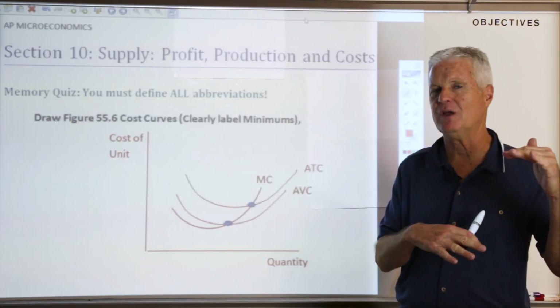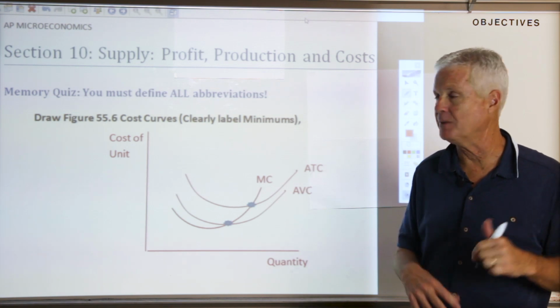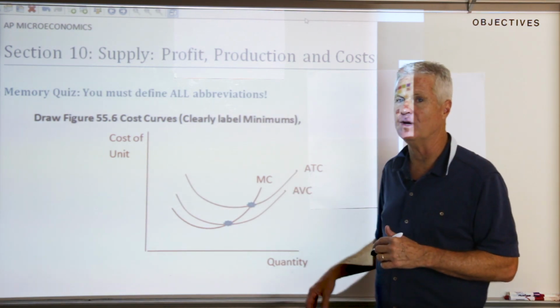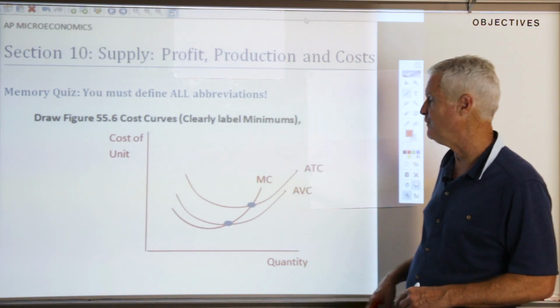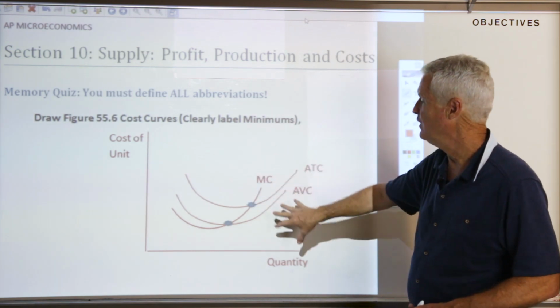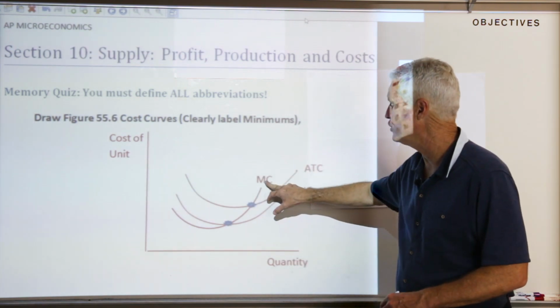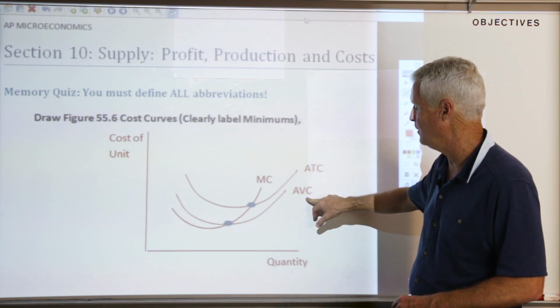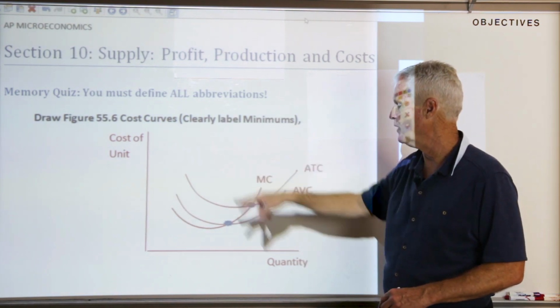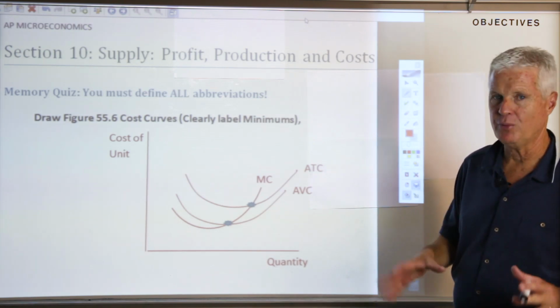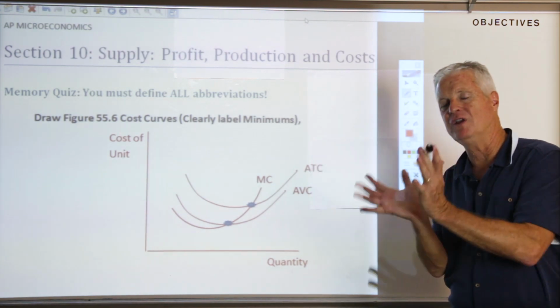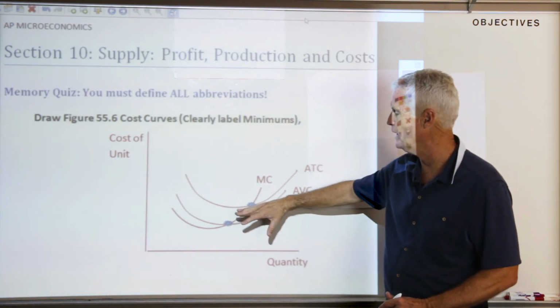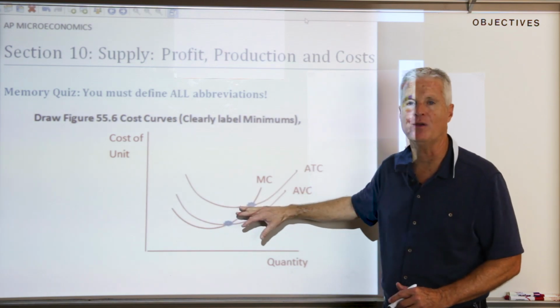This probably should be a separate sheet of paper from the other paper you normally take notes on, because we're going to do a memory quiz. First thing I want you to do is pause the video and draw the cost curves. This is marginal cost, average total cost, average variable cost. Then we'll have cost per unit and quantity. So pause the video, draw this nice clear drawing, and these two points are the minimums.